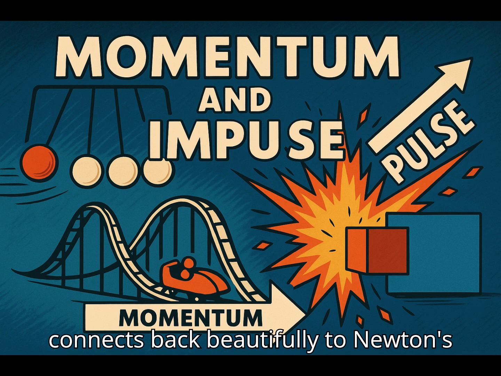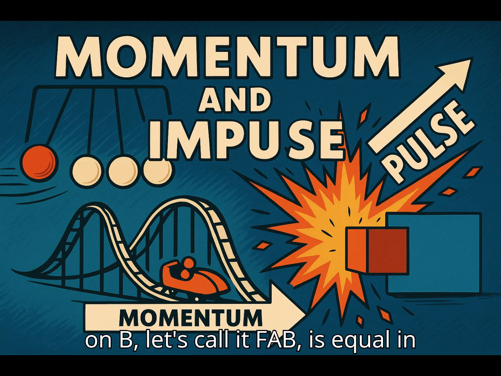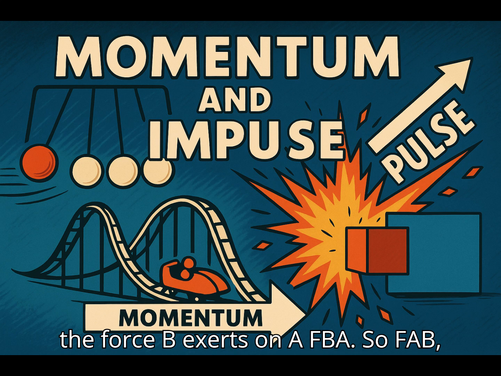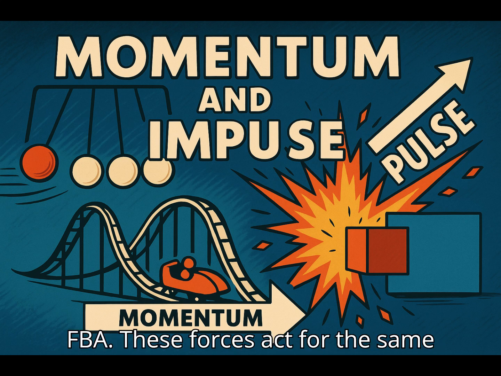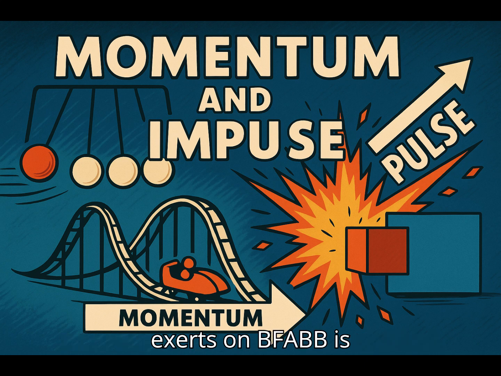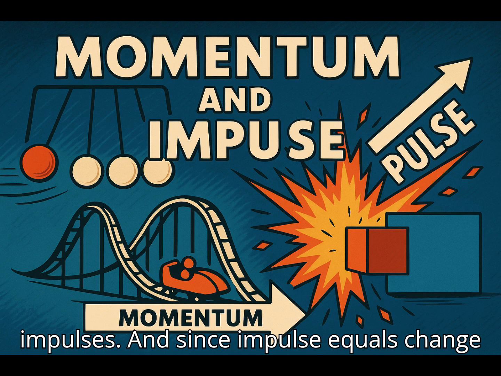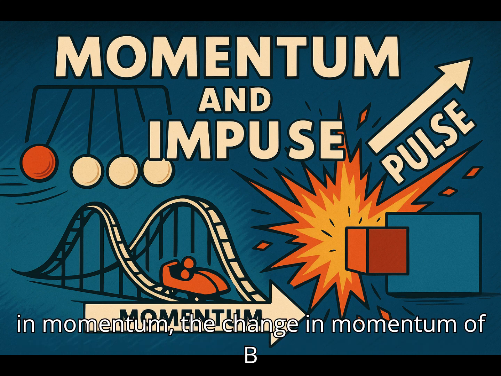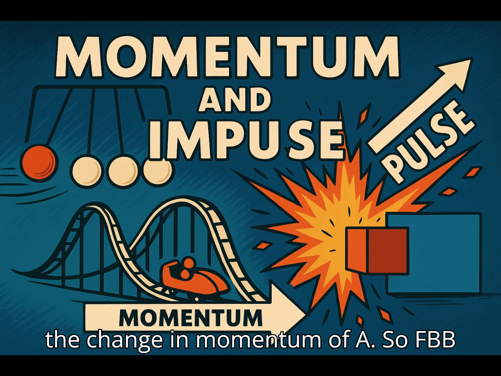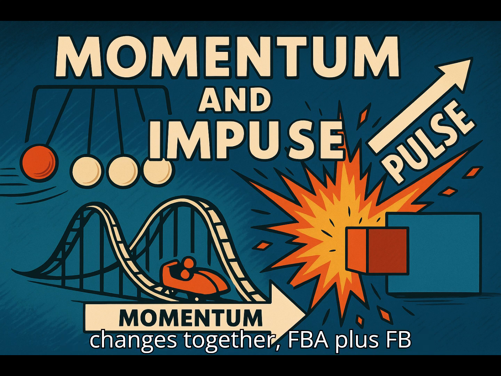There is, and it connects back beautifully to Newton's third law. Action-reaction. Exactly. During the collision, the force A exerts on B, let's call it FAB, is equal in magnitude and opposite in direction to the force B exerts on A, FBA. So FAB = −FBA. These forces act for the same brief time interval. So the impulse A exerts on B, FAB·Δt, is equal and opposite to the impulse B exerts on A, FBA·Δt. Equal and opposite impulses. And since impulse equals change in momentum, the change in momentum of B due to the collision is equal in magnitude and opposite in direction to the change in momentum of A. So Δp_A = −Δp_B. So if you add their changes together, Δp_A + Δp_B = 0.